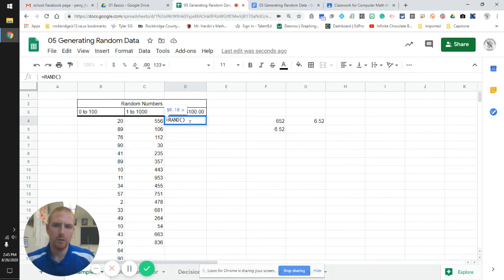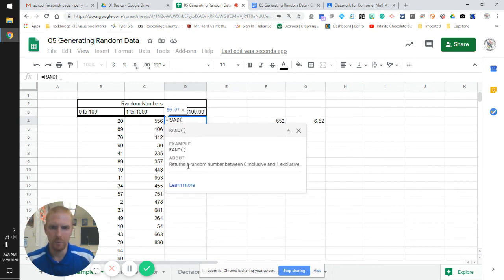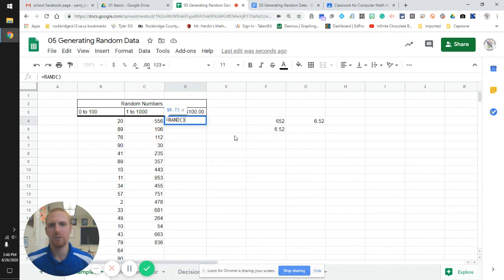So let me get that back up here. Returns a random number between 0 and 1. Okay, so including 0, but anything less than 1. So I technically would never get 100, which is probably okay, but what could I do with a number between 0 and 1 to make it between 0 and $100?